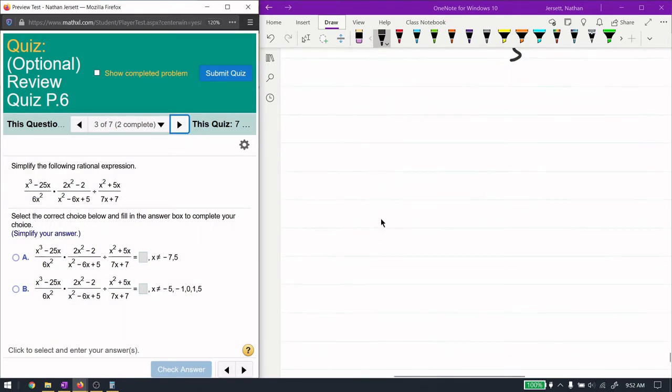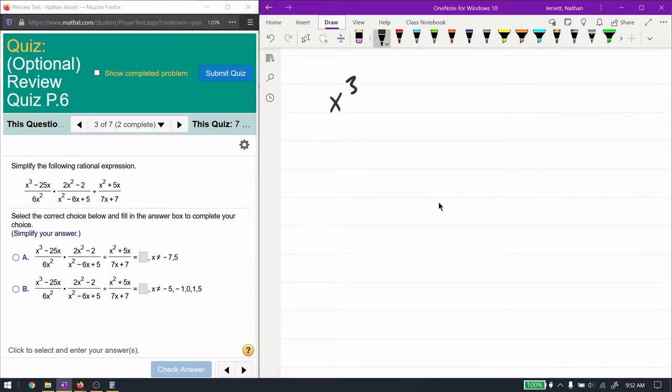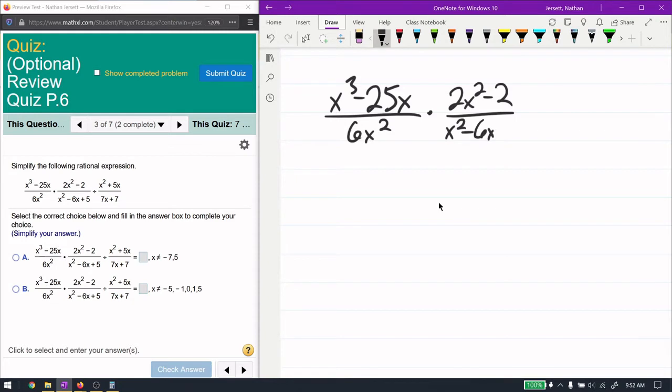Okay, here's another simplification. All we're trying to do here is, again, simplify everything down. So x cubed minus 25x over 6x squared, divided by 2x squared minus 2 over x squared minus 6x plus 5. And as this is division, I can rewrite this as multiplication by the reciprocal. So 7x plus 7 over x squared plus 5x. Now, we're going to have to consider both of these things as being in the denominator, as well as these two things as well. So we'll have to consider all that stuff after we factor everything.